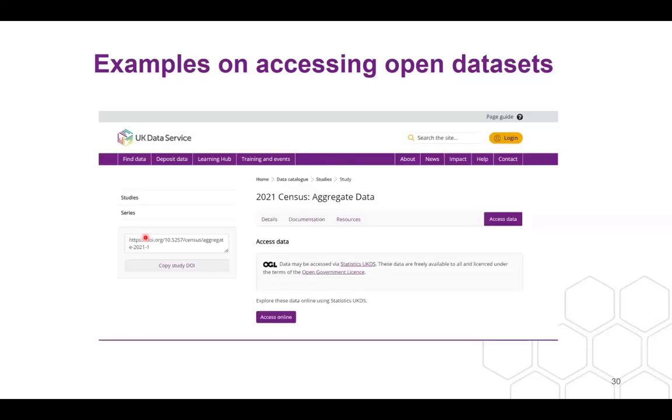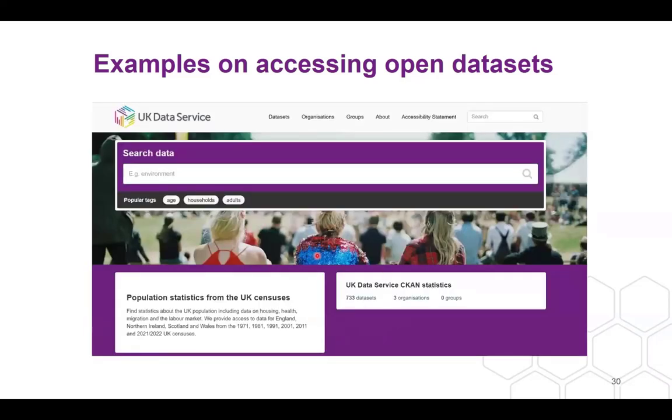As the first example, we have another very popular set of data, 2021 census aggregated data. So as you see on my screen, we can see here that immediately, of course, on the details tab, it says this data set is open, and we have selected the access data, and we see that data may be accessed directly via, this is a tool we use for aggregate data, and these data are freely available to all and licensed under the terms of an open government license. You see, I'm not logged in, so clicking directly the Statistics UK DS tool, we will move to the tool page here. So this is a tool where you can find statistics about the UK population from aggregate data on the censuses.